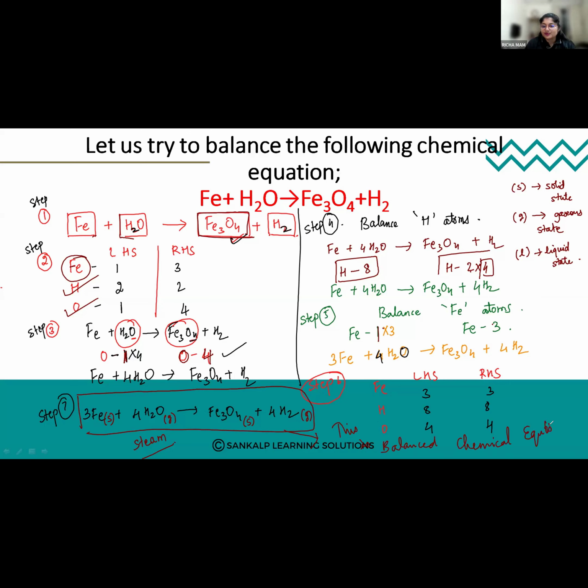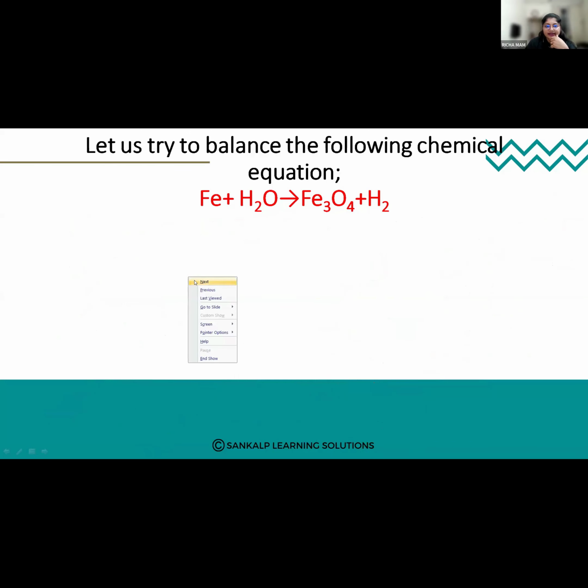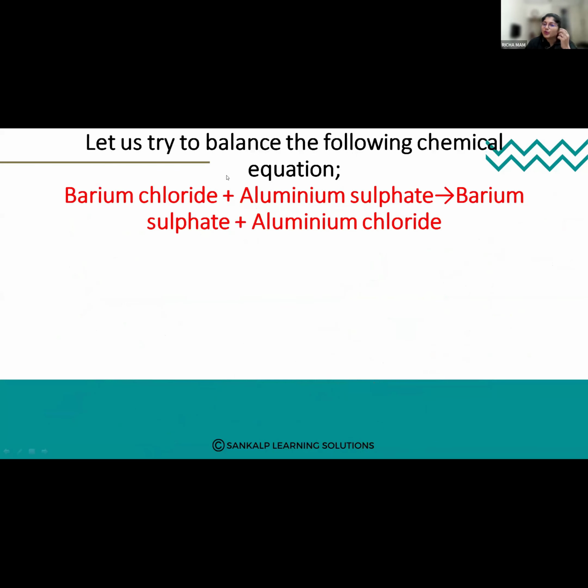Similarly, I'll take one more example. So let us see one more example. I hope it is clear. One more example: barium chloride plus aluminium sulfate giving you barium sulfate plus aluminium chloride. So I've written it in the word equation form, right? Let us write it in the chemical equation format.